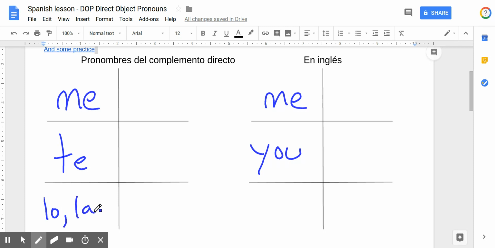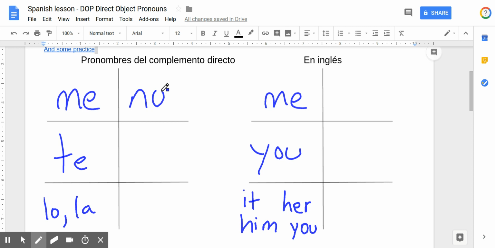The bottom left of this chart over here is going to be lo and la. There's 2 words, and those words can mean it, like I watch it, like the TV maybe. It can also mean him. It can also mean her. Her is for la, by the way. Him would be lo. It can be lo or la. And then technically, it could also be you formal. Like maybe if a student wanted to say, I don't understand you, then he could use the lo or the la, depending on if it's a male or a female.